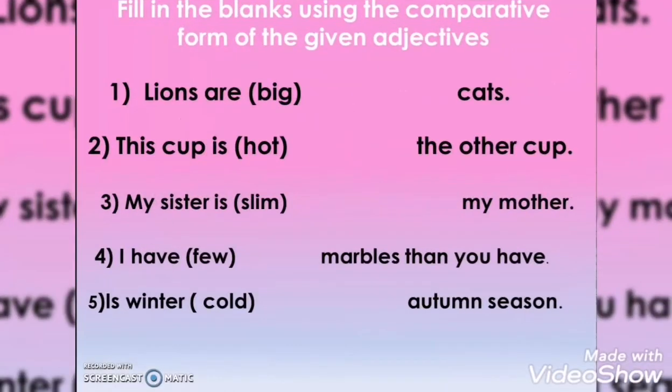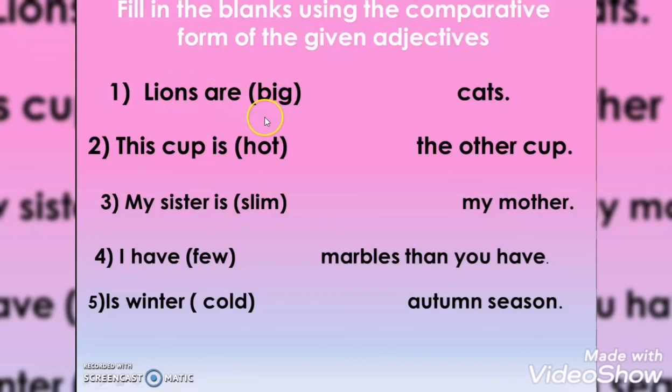Okay, let's do some exercise on them. We are going to fill in the blanks using the comparative form of the given adjectives. I give you some adjectives. You are going to change them into the comparative form, which means that you are going to add ER plus than, or if it's more than one syllable, you should add more plus than.